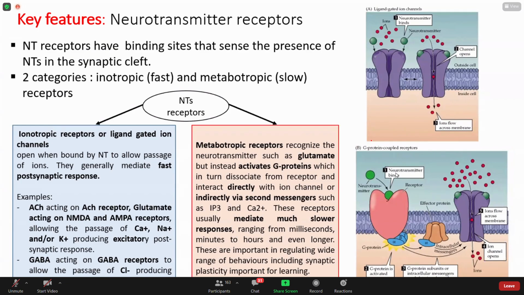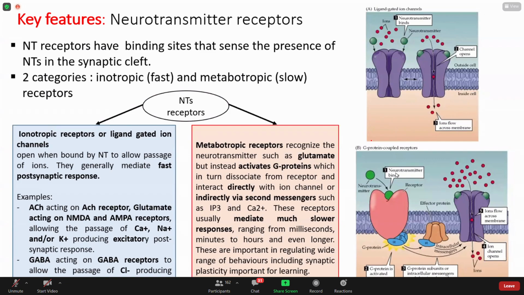And so examples are acetylcholine binding to a cholinergic receptor, which would induce a postsynaptic potential, or glutamate binding to NMDA or the AMPA receptors, which would generate an excitatory postsynaptic potential. Whereas GABA, which can bind to ionotropic GABA receptors, can induce what? An inhibitory postsynaptic potential. Okay, is that clear?